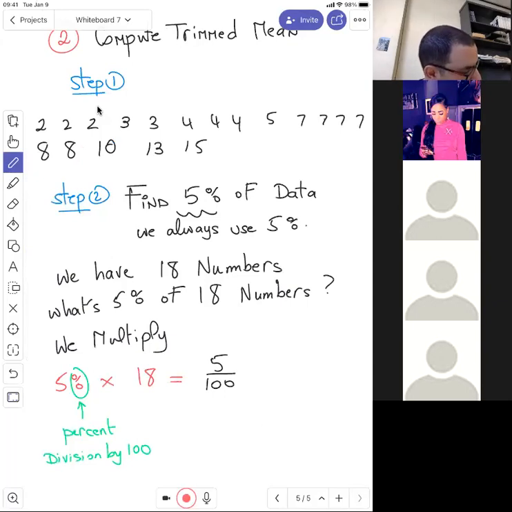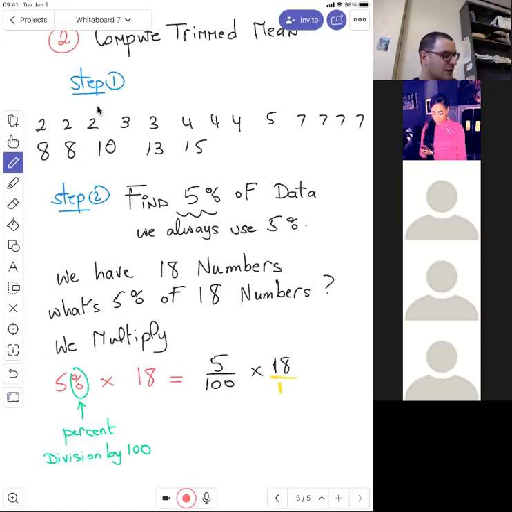Now, 5 over 100 times 18, we need to multiply by 18. Just be careful. This is a multiplication of a fraction with a whole number. The 18 is a whole number, of course, but if you want to make it a fraction, you can divide the 18 by 1. This is 18 over 1. It's the same thing.